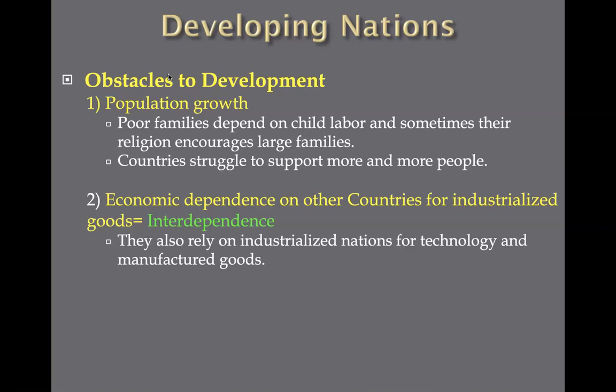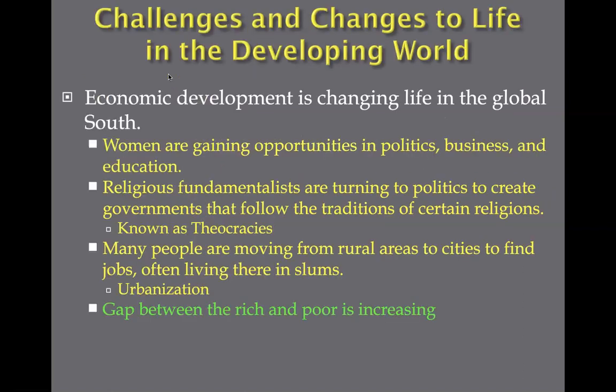You have economic dependence on other countries for industrialized goods. This is called interdependence. Interdependence is huge. It's where you have to rely on a country to pretty much help your own country. So they also rely on industrialized nations for technology and manufactured goods. Interdependence means that you have to have them there or else you will struggle.